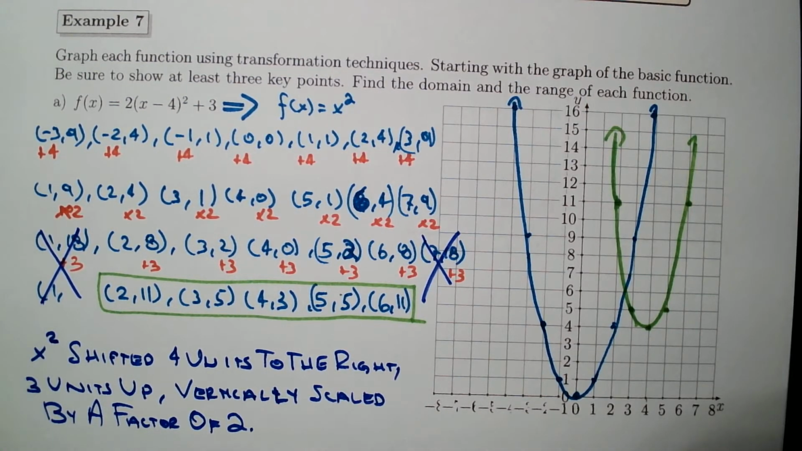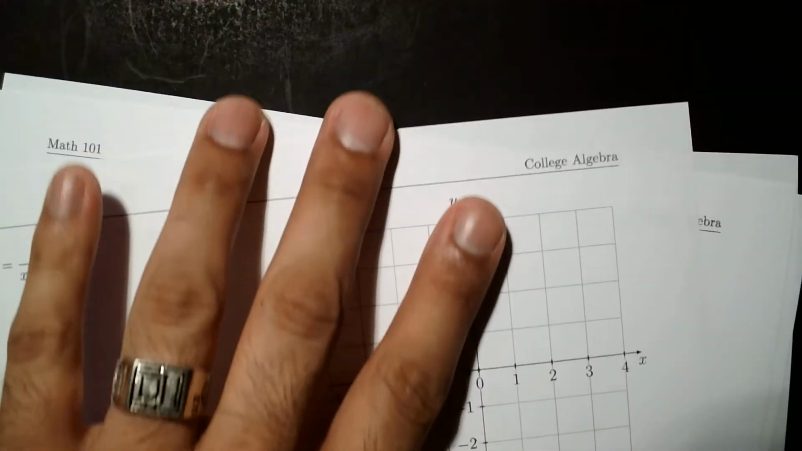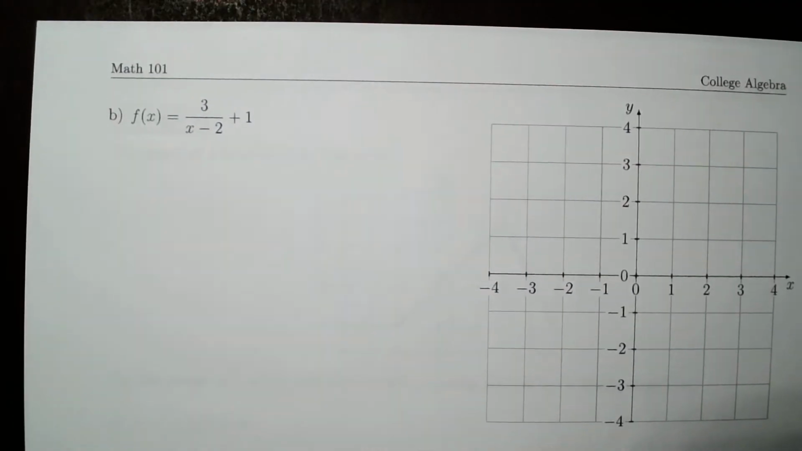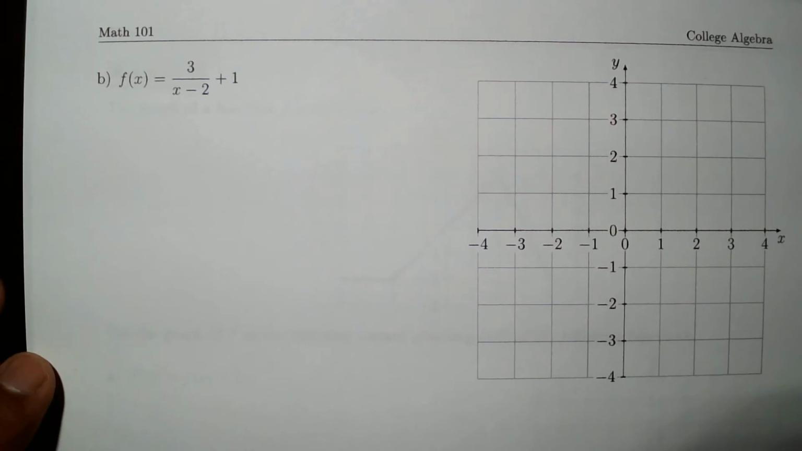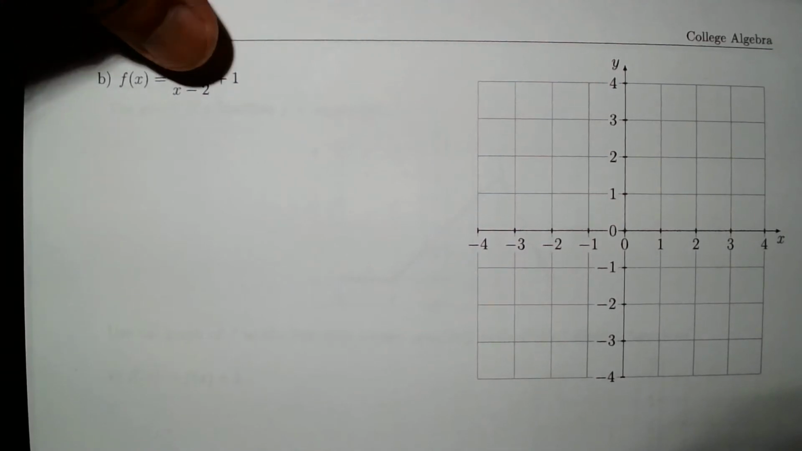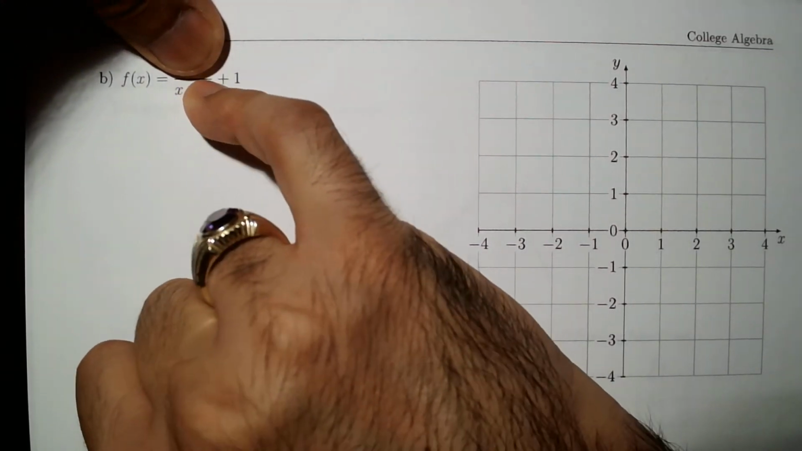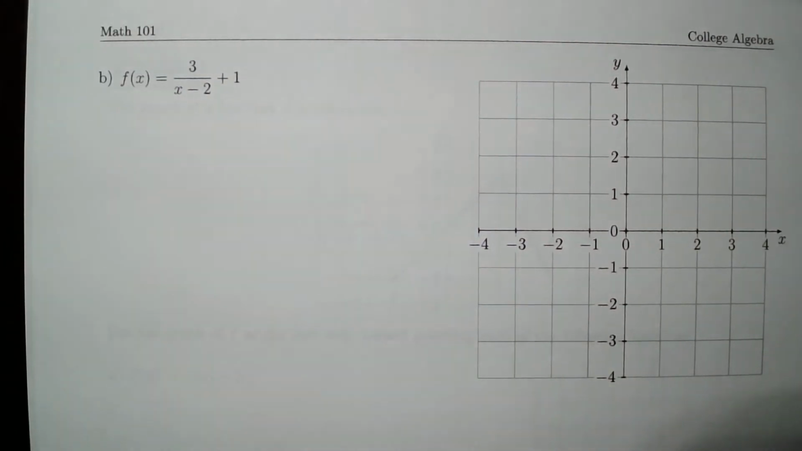All right, let's look at another example. Let's look at the example f of x equals 3 over x minus 2, plus 1. All right, let's first identify the parent graph. So suppose we don't have the 3 in the numerator. Suppose you don't have this minus 2. Suppose you don't have that plus 1.